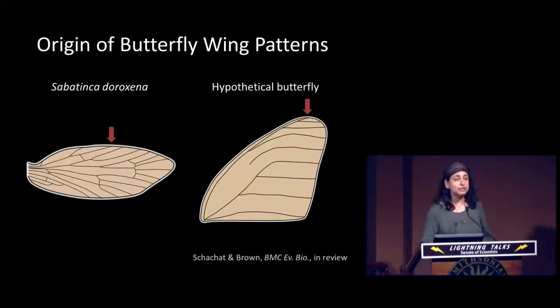for my master's thesis. So I'm going to show you the wing pattern of Sabatinca doroxena, a tiny brown moth that I showed a few slides back, and I'm going to plot that wing pattern onto the wing of a hypothetical butterfly. Now, there's any number of ways that you could manipulate these patterns when you're transferring them from one Lepidopteran to another, because these wings vary tremendously in size and shape.